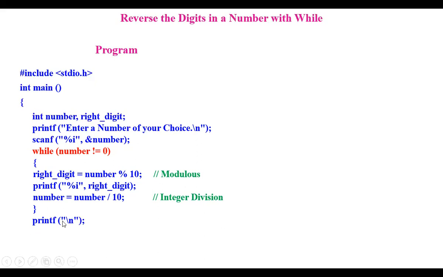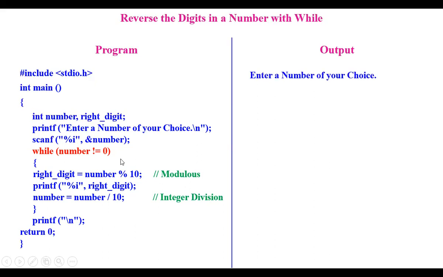And finally, close the program and compile this and execute. It asks the number of your choice. Enter a number, any number, right? We have entered, say, 1, 2, 3, 4, 5, 6, right? It's an interesting number. Once you run this program, it reverses all the digits, right? 6, 5, 4, 3, 2, 1. Is it not interesting? So here, the way of reversing the digits in a number is this, using a while loop.